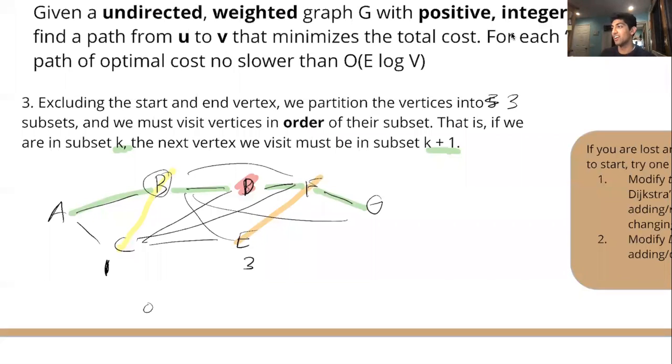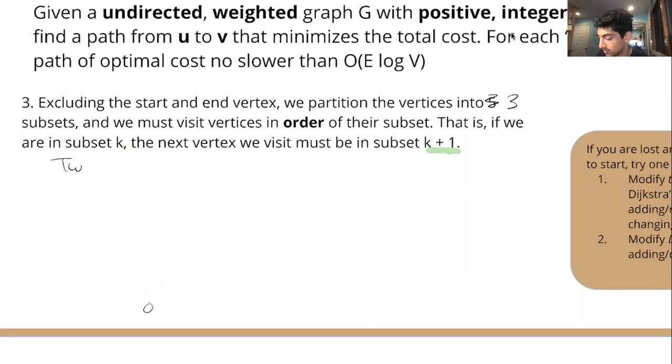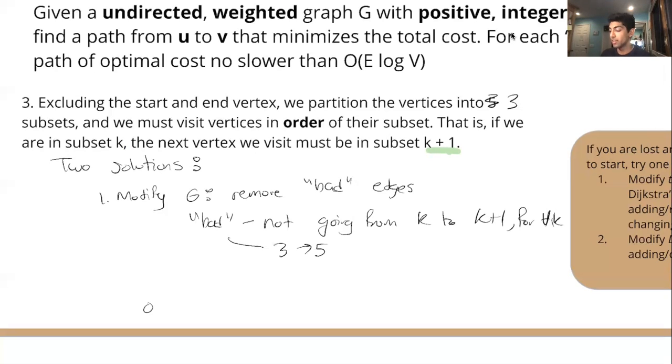Okay, so I'm just gonna go over this one. It's actually not as bad as the other ones, so I don't want you guys to overthink it. So there's 2 main ways that we could approach this. 2 solutions. The first is that we modify the graph. Okay, and what we're going to do is remove bad edges. So we'll define an edge as being bad if it is not going from k to k plus 1, right? For all k. So if we have some edge that's like 3 to 5, we can just remove it, right? And then we can just run Dijkstra's.